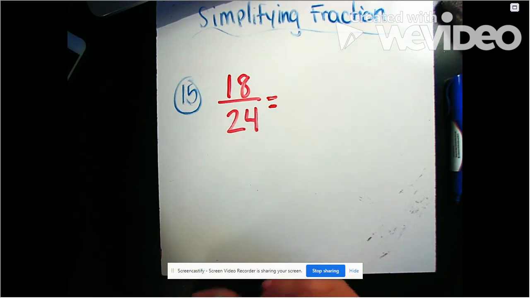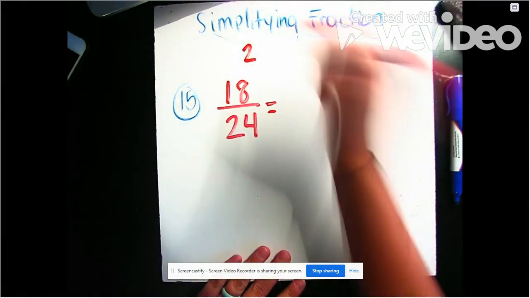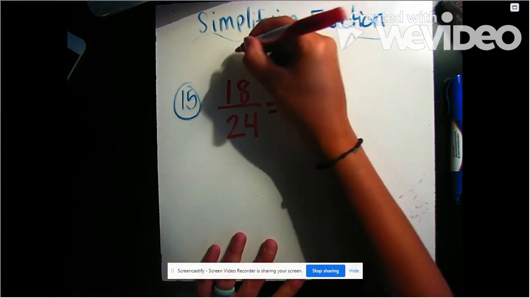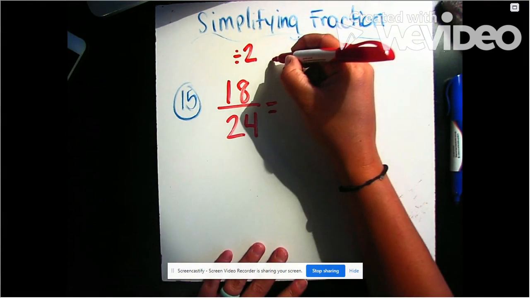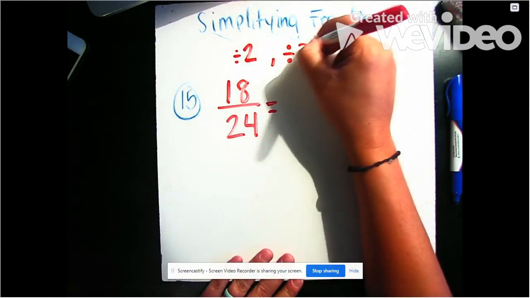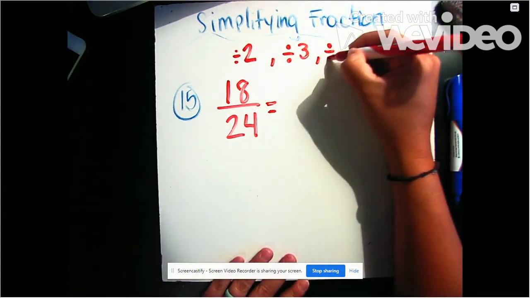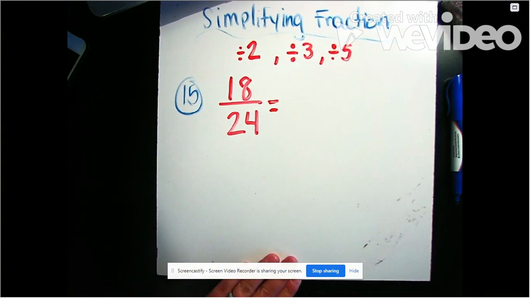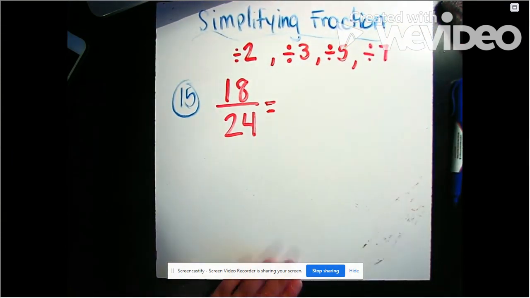Okay, so the next way that you can do this is by starting low, dividing by 2 each time. See if you can divide by 2 each time. Then once you can't divide by 2 anymore, see if you can divide by 3. If you can't divide by 3, then you'll see if you can divide by 5. If you can't divide by 5, then you'll see if you can divide by 7, okay? So let's try this method.